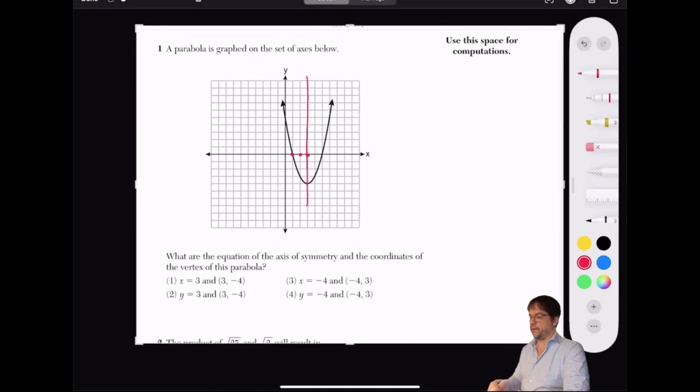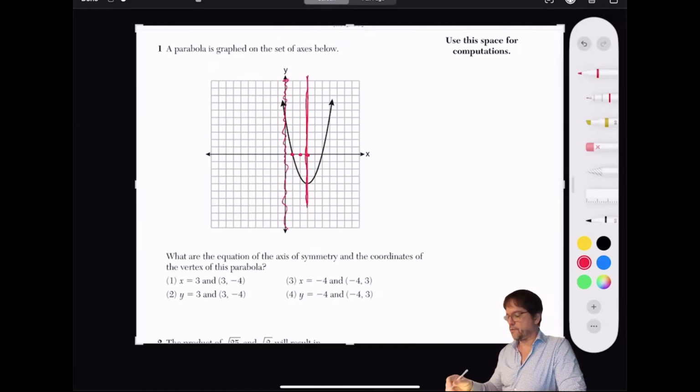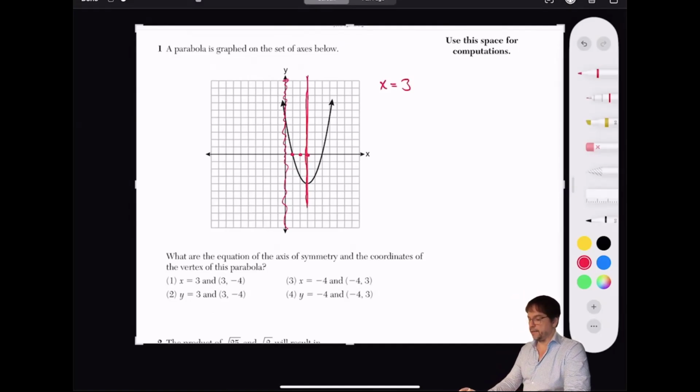Okay, so independent of the value of y, this line here is always 3. So the x is always 3. This is the equation of the axis of symmetry. Is that okay? X is always equal to 3, independent of the value of y.